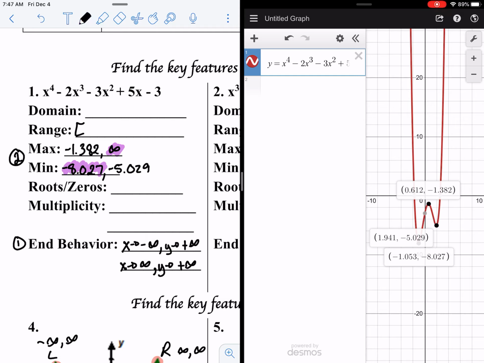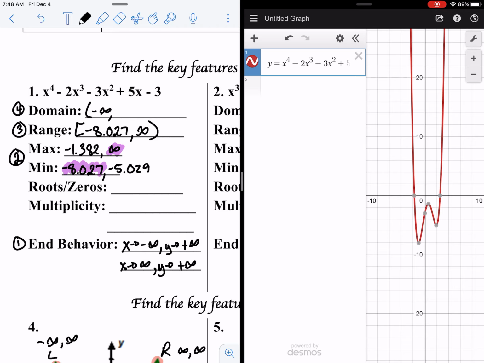And your range is made up of your maxes and your min, the absolute values. So negative 8.027 to infinity. Infinity always gets parentheses. One thing you may want to do is just make sure there's no breaks, gaps, or holes in the graph. I then do domain, left to right, negative infinity to infinity, and I change this again if there's breaks, holes, or gaps, which there is not.